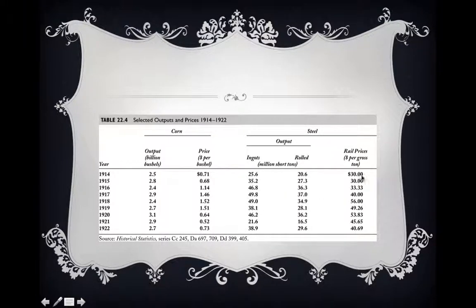The steel industry, we see the same exact thing. We see steel prices at $30 dollars per gross ton, and by 1918 they had almost doubled also. So you can see that for selected industries, particularly farming and the steel industry, I would think that in all farming you would see this.